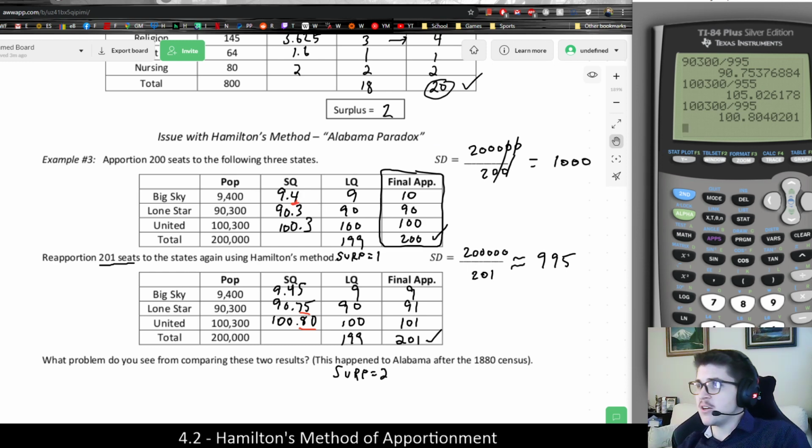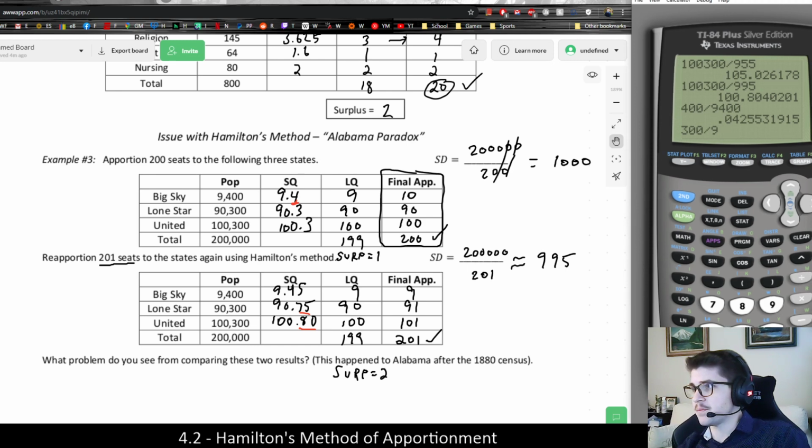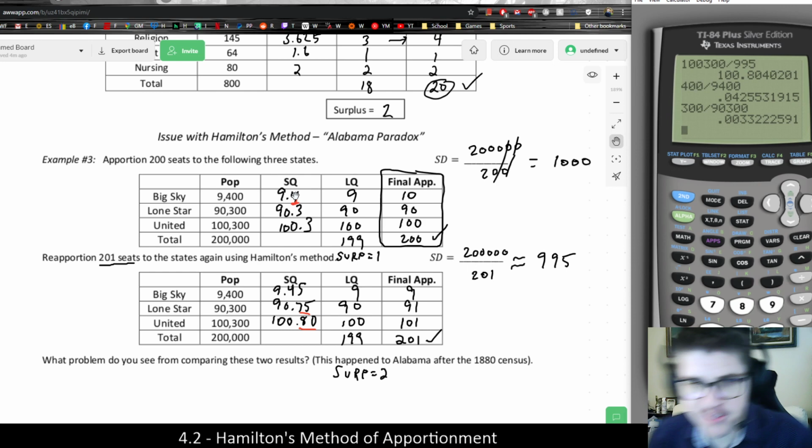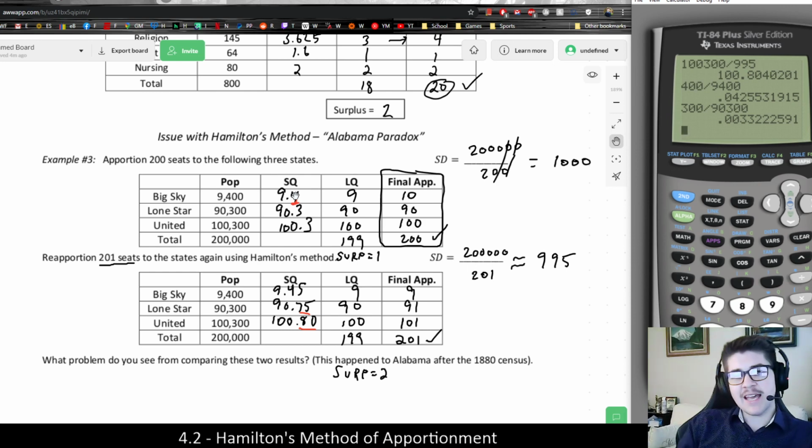And again, kind of looking at the numbers, what is 400 out of the 9400? For Big Sky, that 0.4 represents 4% of their population, whereas with Lone Star, that 300 people that the 0.3 corresponded to was only 0.3% of their population. So even though these numbers seem relatively close, they actually are very, very far apart in terms of the scale of those populations, and very minor population shifts can greatly favor larger states in general.